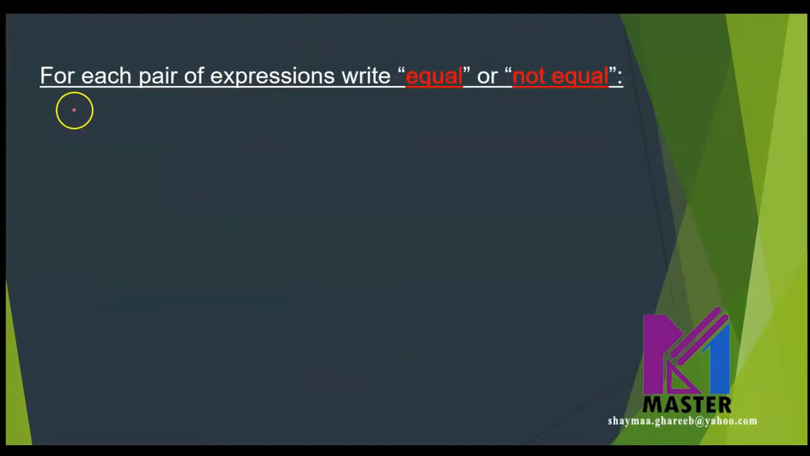Now look at this question. For each pair of expressions, write equal or not equal. This is the first expression. I have 5 plus A, and on the other side I have A plus 5. Are both equal or not equal? We know that the order in addition doesn't matter. 5 plus 1 is the same as 1 plus 5. Then both expressions are equal.